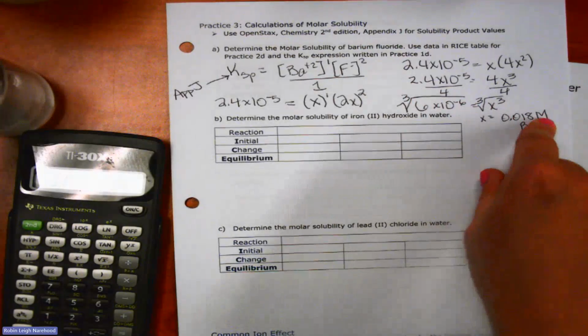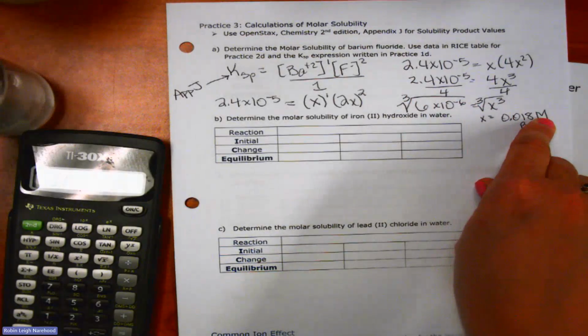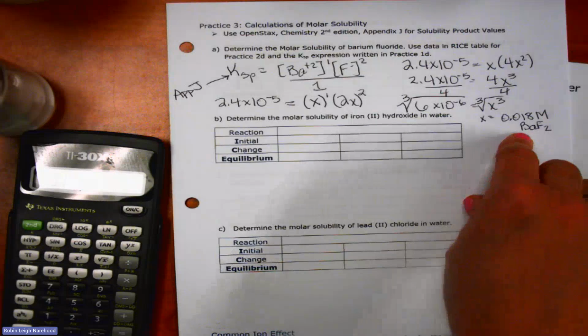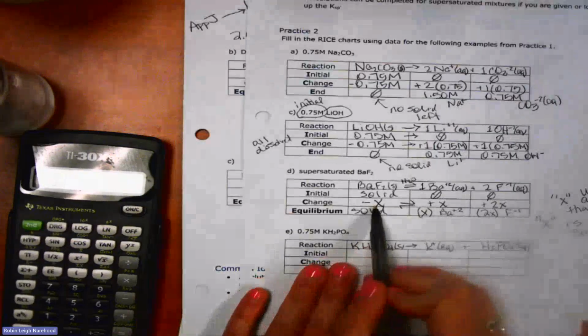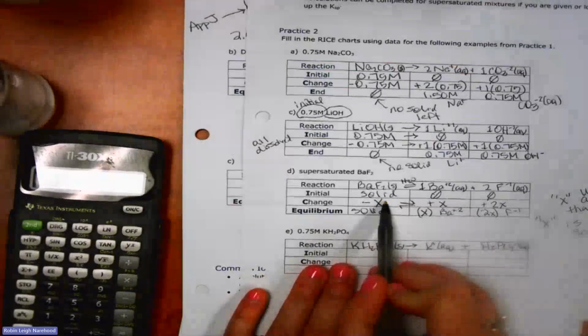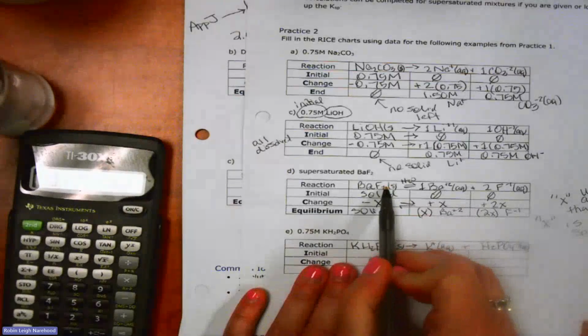And then you stick the unit on it, which will be molarity because it's the molar solubility, and then the formula. So it is this X right here. That's because we want to know how much of that compound dissolves, which is X.